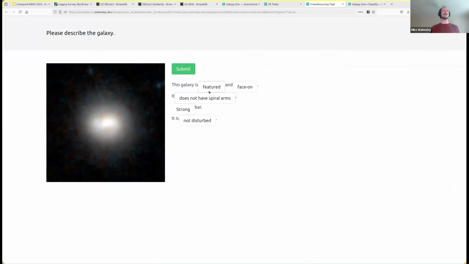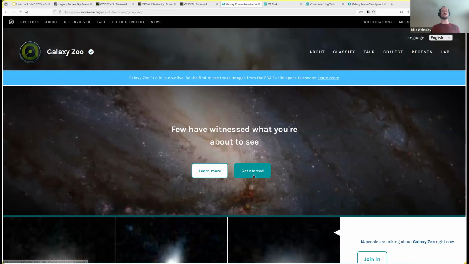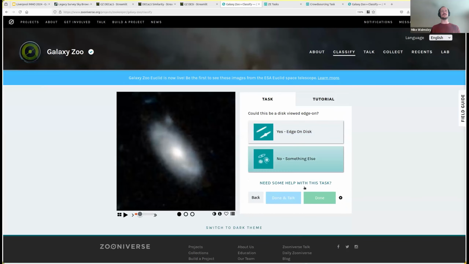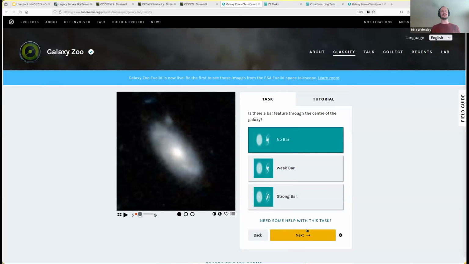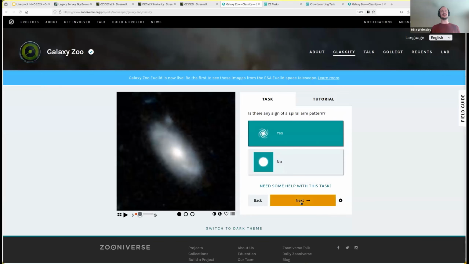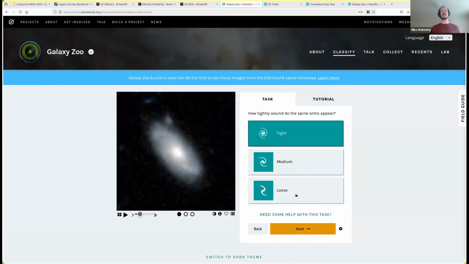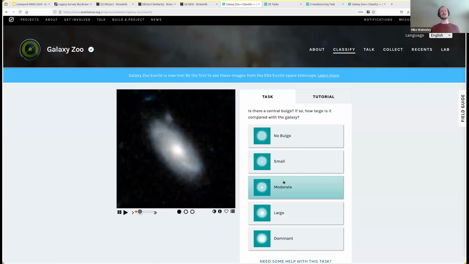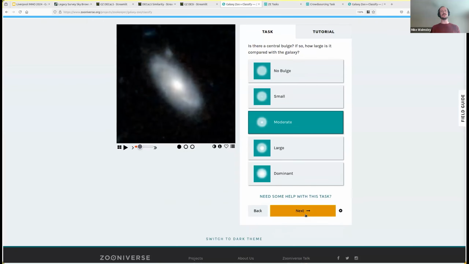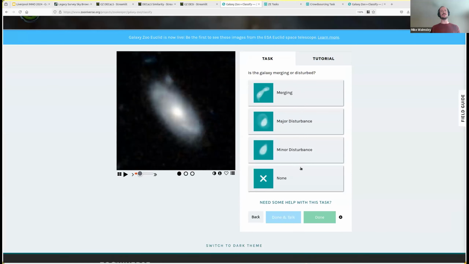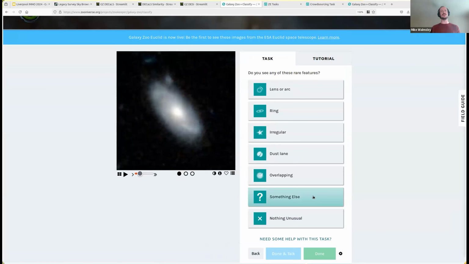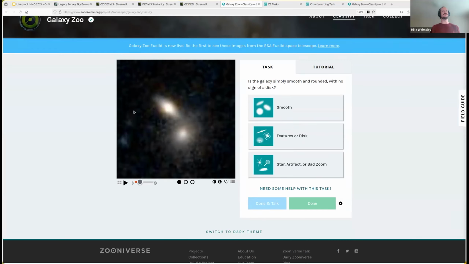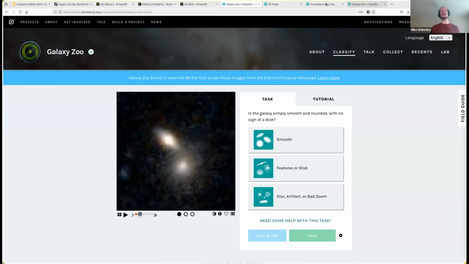And instead of asking you to go through this kind of Galaxy Zoo question tree where we say, okay, it's featured, it is not edge-on, it does not have a bar, it does have spiral arms, they're quite tightly wound, it has maybe 3 arms, not quite sure. Is there a central bulge? Moderate. Are there any bright bumps? No. Is it merging? No. Anything else unusual? No. This process works, but is not the fastest.